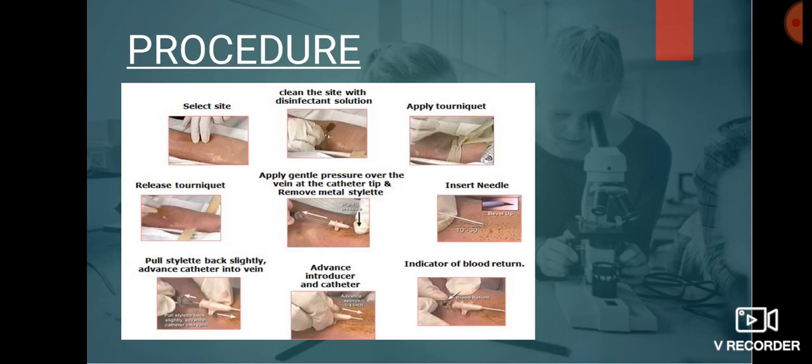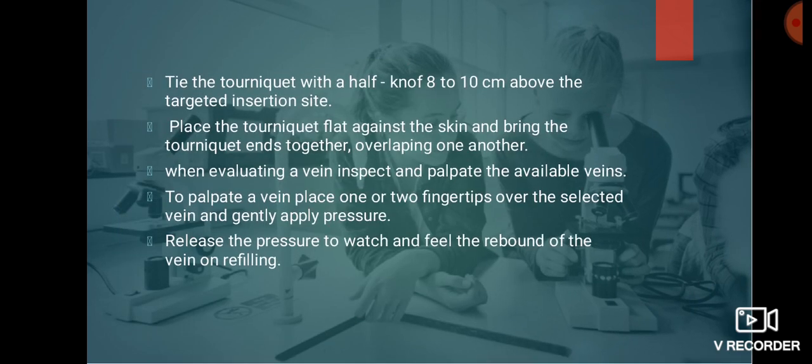Next, procedure. Tie the tourniquet with a half knot 8 to 10 cm above the target insertion site. Place the tourniquet flat against the skin and bring the tourniquet ends together, overlapping one another.